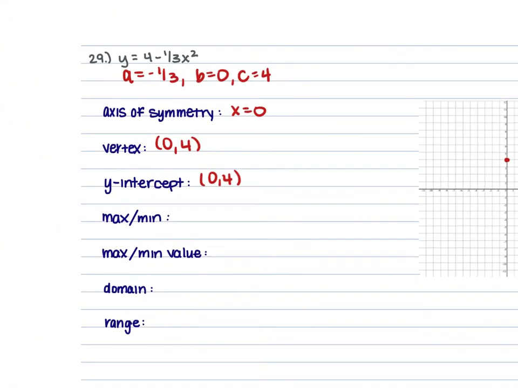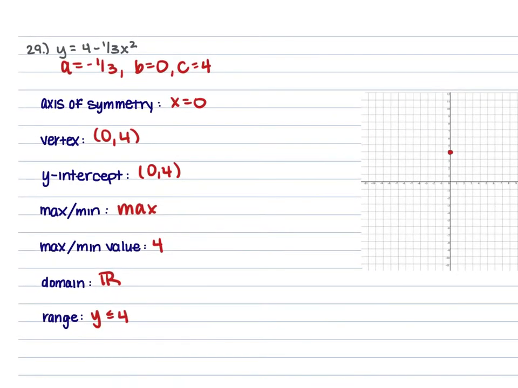We have a maximum value because a is negative. That maximum value is at 4. We have a domain of all real numbers, and a range of y is less than or equal to 4. So you got to pick values here. I would pick values that are going to cancel out that fraction.